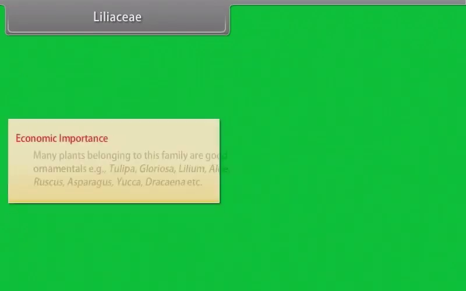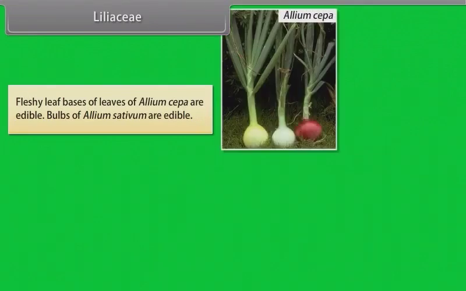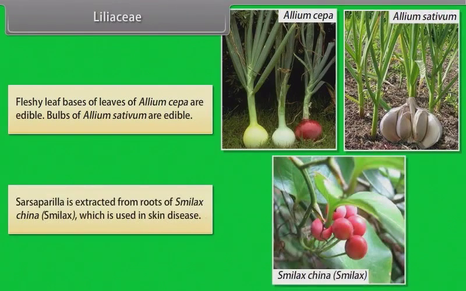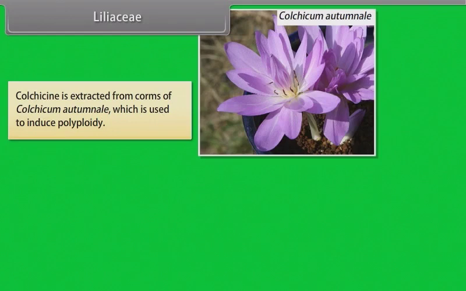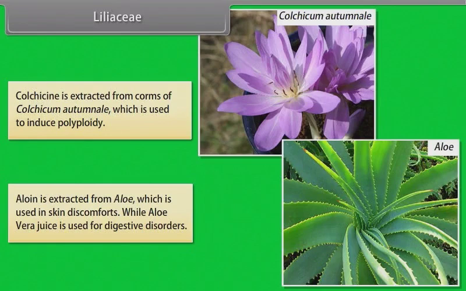Economic importance. Many plants belonging to this family are good ornamentals, for example, Tulipa, Gloriosa, Lilium, Aloe, Ruscus, Asparagus, Yucca, Dracaena, etc. Fleshy leaf bases of leaves of Allium cepa are edible. Bulbs of Allium sativum are edible. Sarsaparilla is extracted from roots of Smilax china, which is used in skin disease. Colchicine is extracted from corms of Colchicum autumnale, which is used to induce polyploidy. Aloin is extracted from aloe, which is used in skin discomforts, while aloe vera juice is used for digestive disorders.